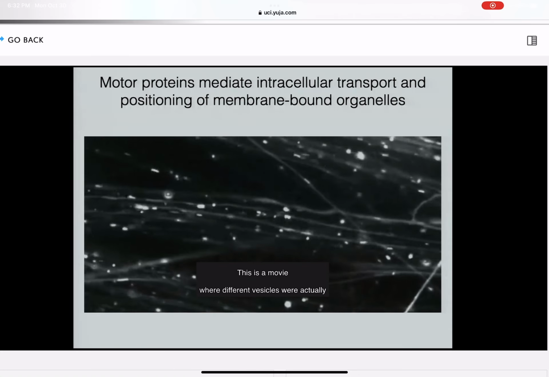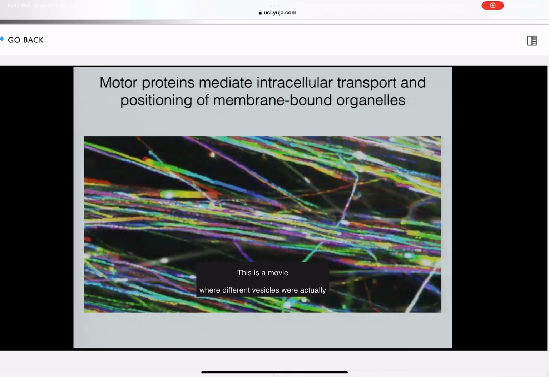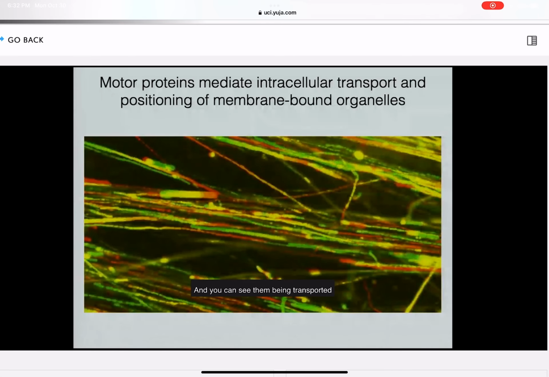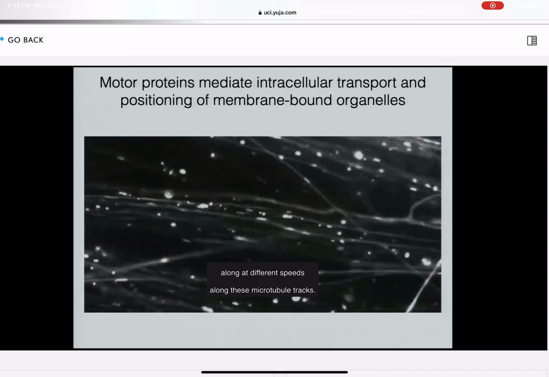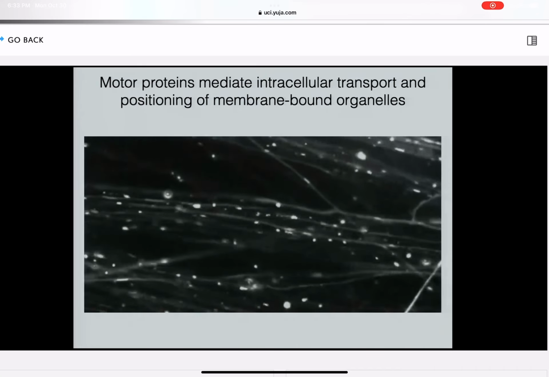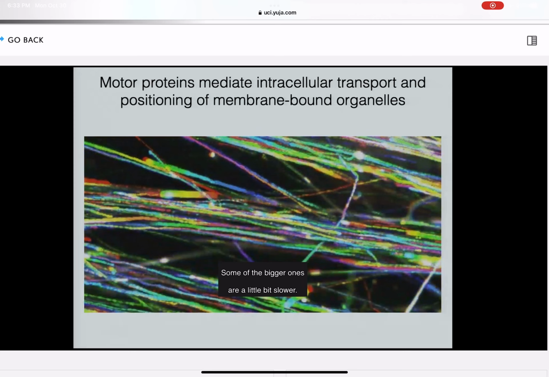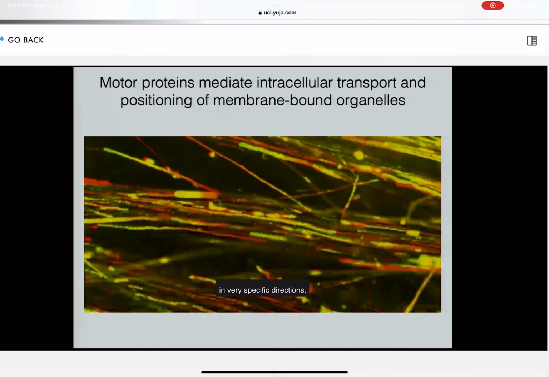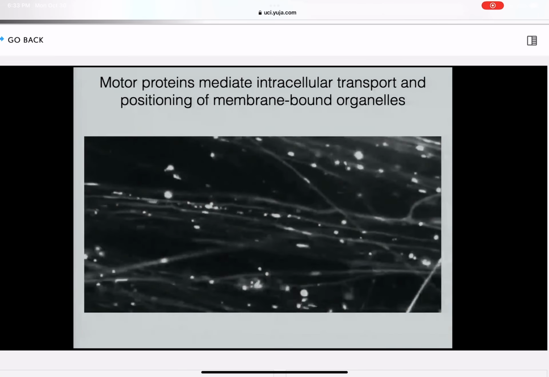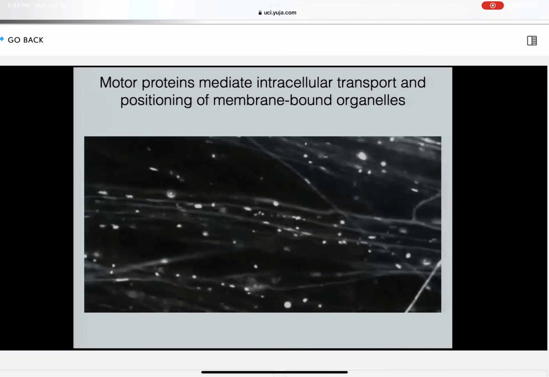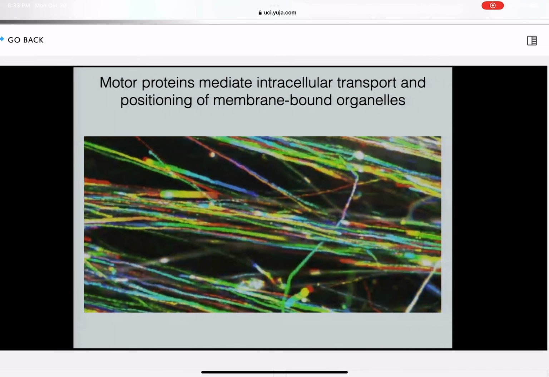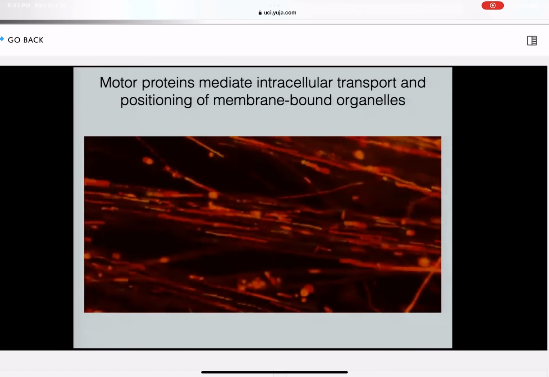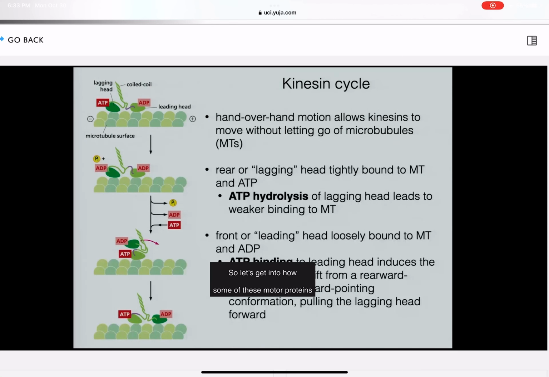And so this is what it looks like. This is a movie where different vesicles were actually marked with a color, and you can see them being transported along at different speeds along these microtubule tracks. So you can see some of the smaller ones are incredibly fast, some of the bigger ones are a little bit slower, but they're all being marched along in very specific directions, right? And it really does look like a highway system. Okay? And the last part is just a fancy way of showing the speed at which some of these particles are moving. All right.